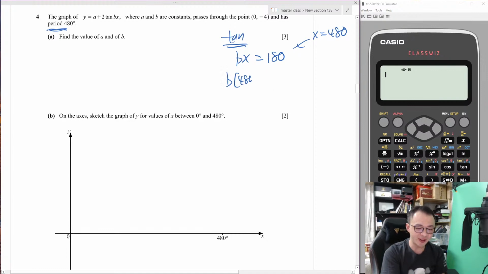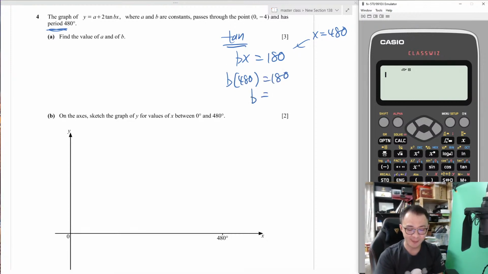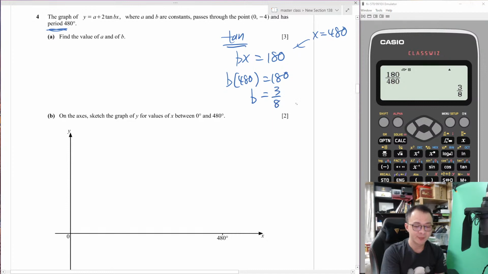B times 480 equals 180. Then from here, I can easily get the B value, 3/8. Okay, so this is the first idea.